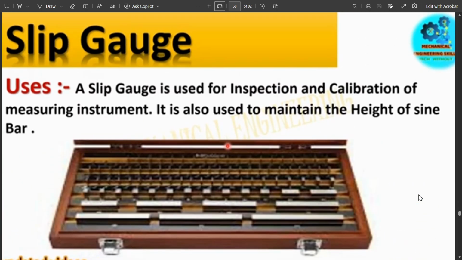Then another very important gauge is the slip gauge. What is a slip gauge? A slip gauge is used for inspection and calibration of measuring instruments. It is also used to maintain the height of a sine bar.